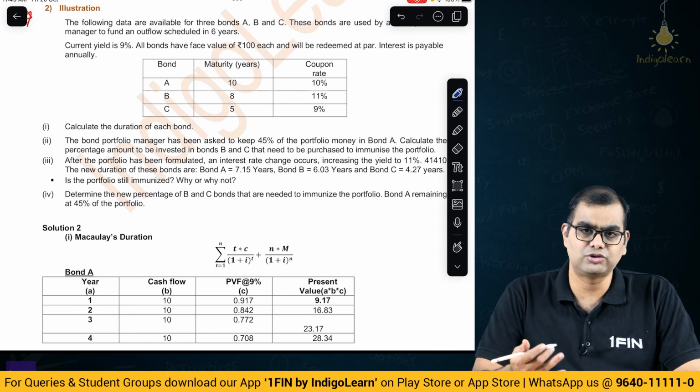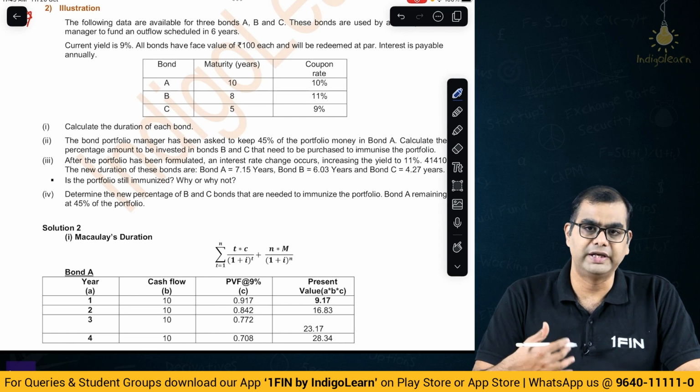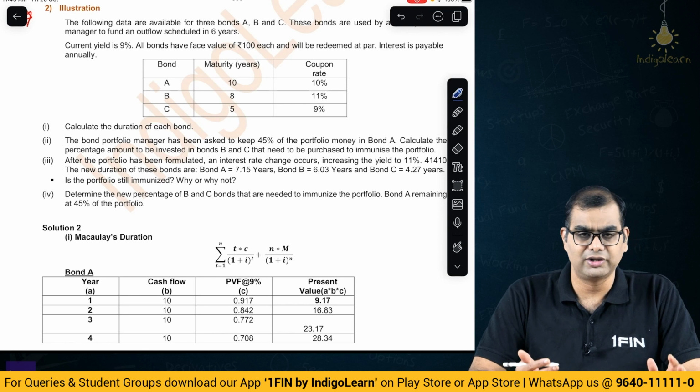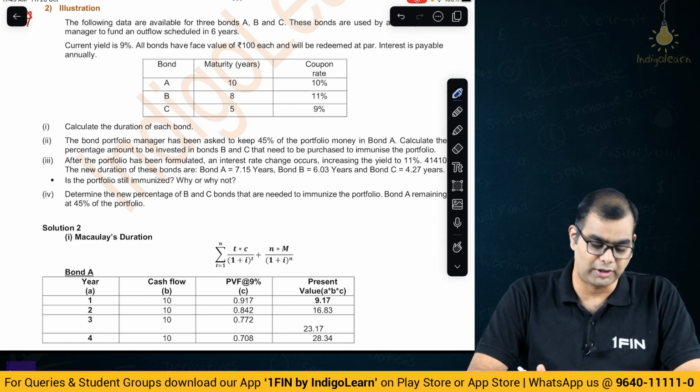Whatever we have understood so far based on duration, convexity, yield, bootstrapping of yield, and term structure of interest rates, a bunch of concepts we have learned. Let us go and look at a few problems on that.